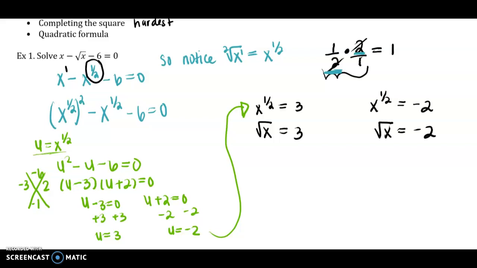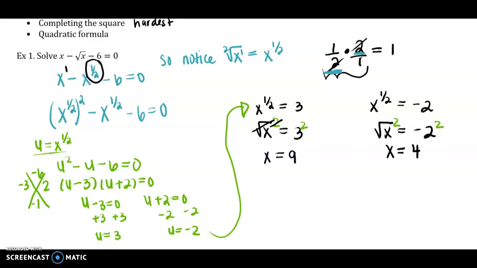So how do I get rid of a square root? I have to square it. And so x is equal to 9 here, because the square and the square root will cancel out. And x is equal to 4 here.